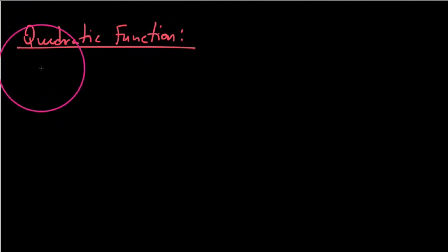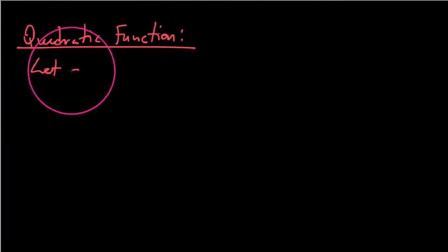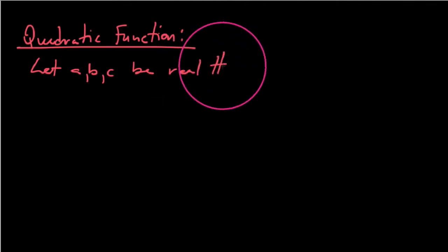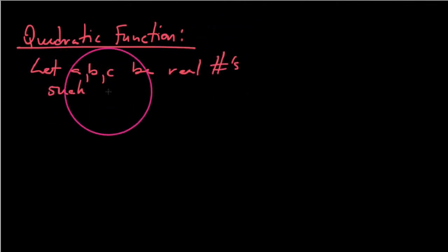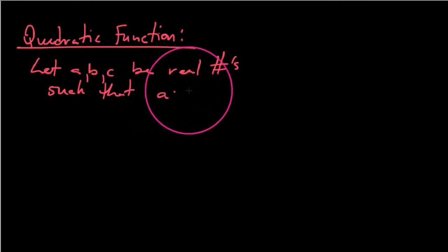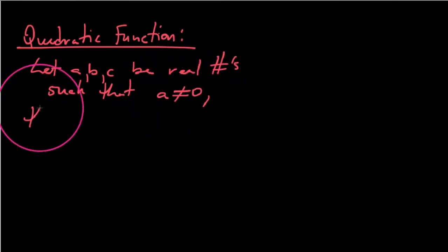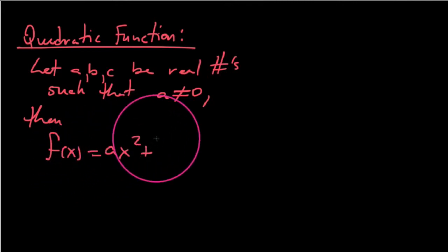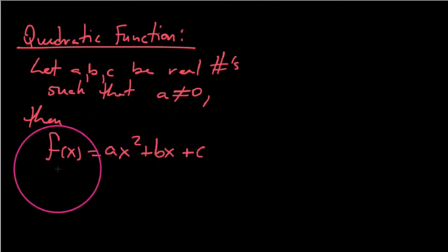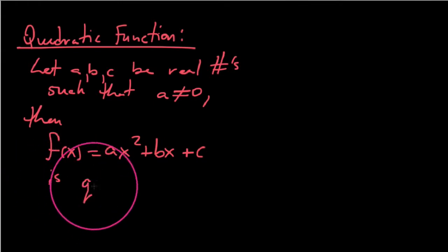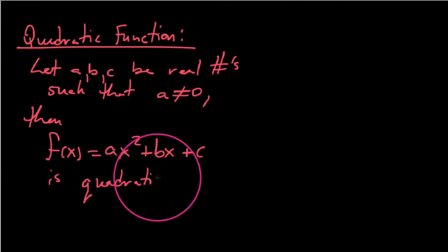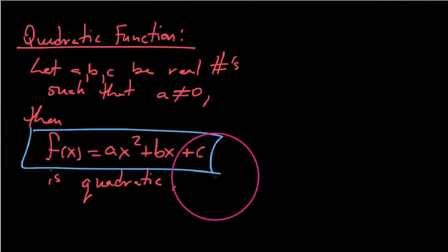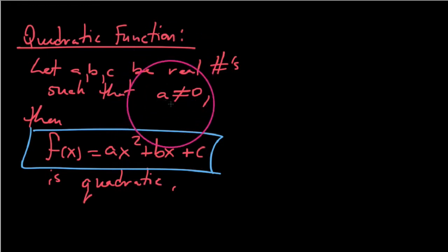For a quadratic function, we could say let a, b, and c be real numbers such that a does not equal 0. Then we have this: f of x equals ax squared plus bx plus c is quadratic. So the definition of a quadratic function is any function that can be written in this form, where a, b, and c are real numbers, and a is not allowed to be 0.